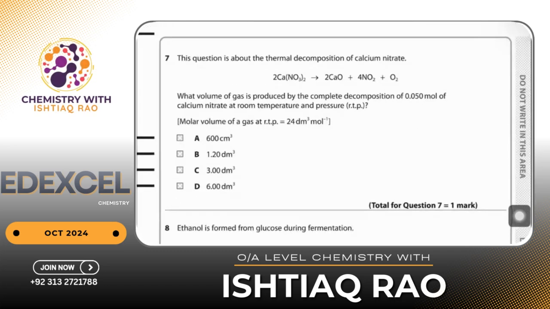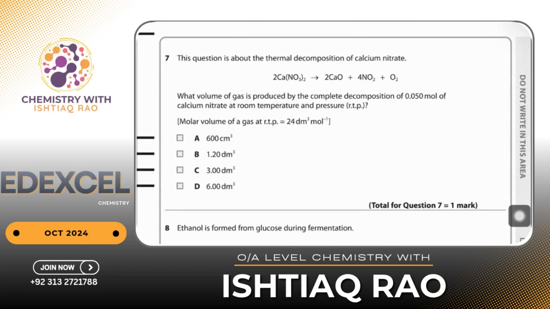Question 7. This question is about the thermal decomposition of calcium nitrate. What volume of gas is produced by the complete decomposition of 0.050 mole of calcium nitrate at room temperature and pressure? They have given you the mole of calcium nitrate and they're asking the volume of gas. We have two gases in the product side, NO2 and O2. So how many moles of the gases are produced in total? I will say 5 moles, 4 of NO2 and 1 mole of O2, right?